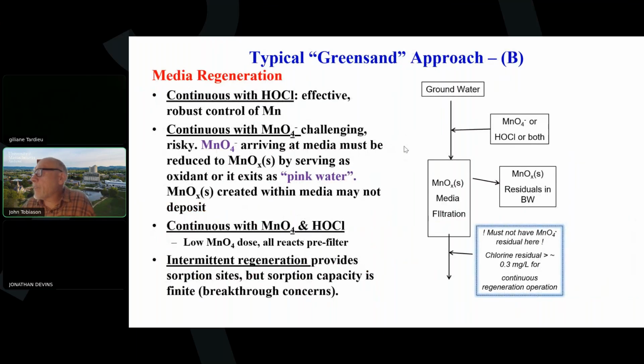Regeneration, again, is either continuous. It works great with free chlorine and manganese. Continuous with permanganate is challenging, and I just went through those points, so I'm not going to say them again. And continuous with permanganate and free chlorine can work well. You put a low dose of permanganate and then add free chlorine after that. And intermittent regeneration provides adsorption, but it will break through ultimately.